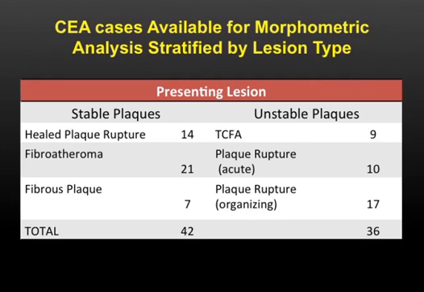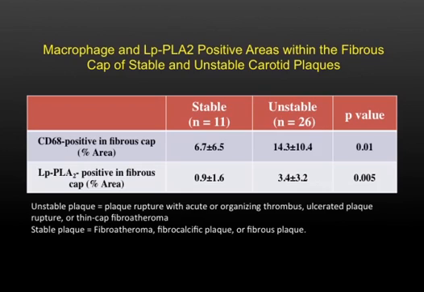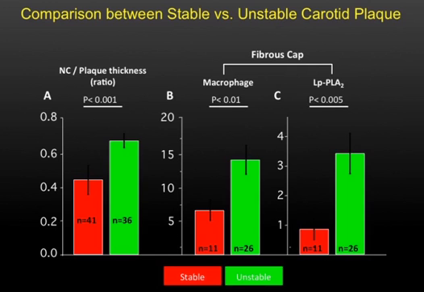These are the total number of cases that were stable, that is 42. Unstable were 36 cases. And we asked the question, how much is CD68 expressed? That means how many macrophages are there. As you can see, in stable plaques there are much fewer as compared to unstable plaques. There are many more. And if you look at LPPLA2 expression, it is significantly less in the stable plaque as compared to the unstable plaque. And of course, these are significant. Here's the data shown again.